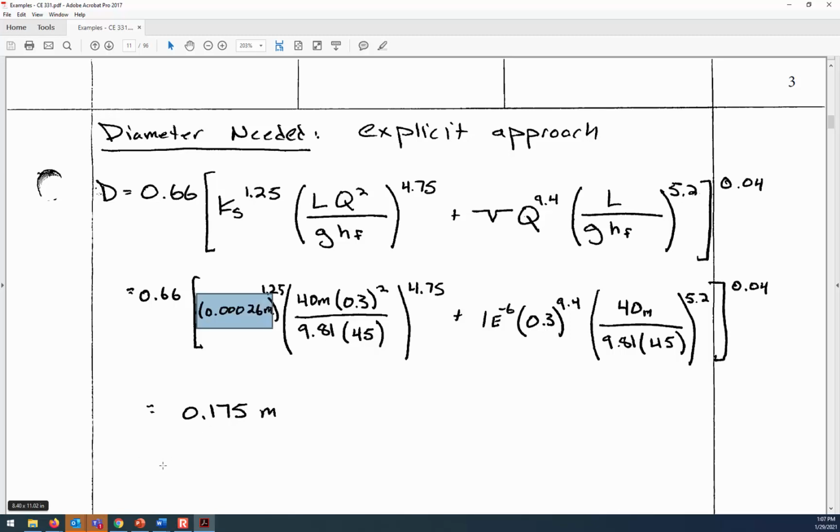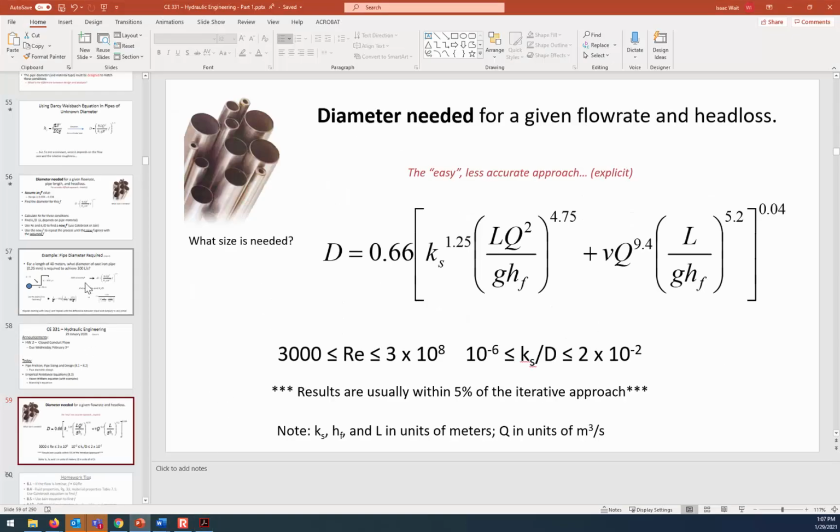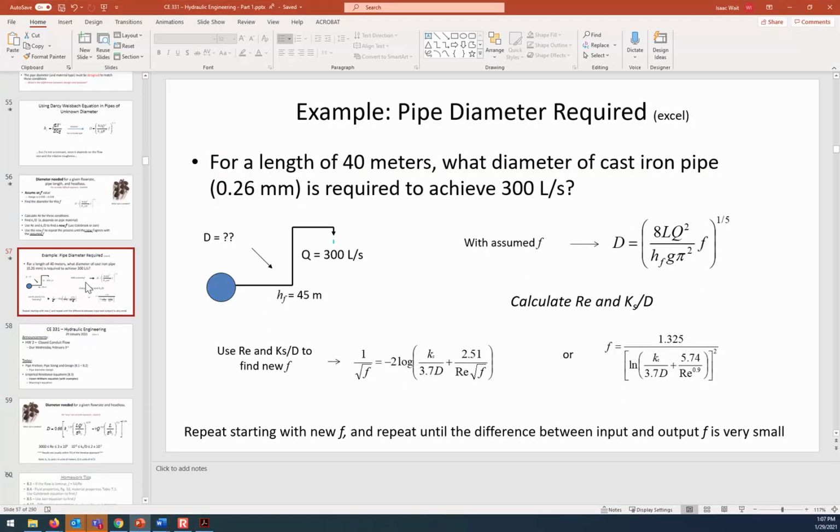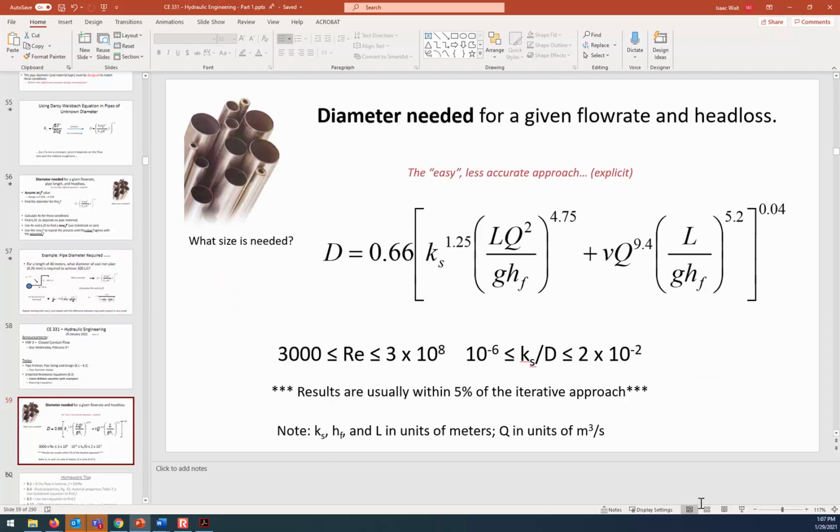and the 1.75 meters compares pretty favorably to the spreadsheet method that we went through. When we went through the spreadsheet method, the end diameter that we calculated with the spreadsheet was 1.71. So that's easily within the 5% that we typically would hope to see. So this is the easy way. There's the iterative way using a spreadsheet, and then there is the explicit equation that doesn't require iteration.